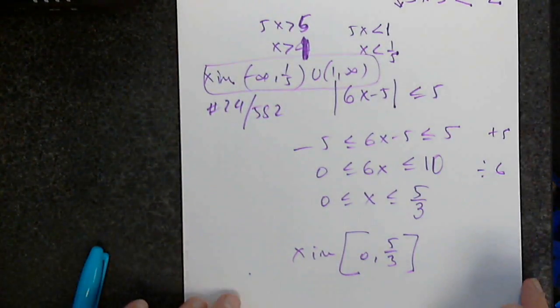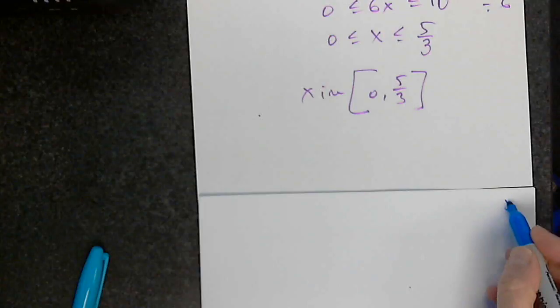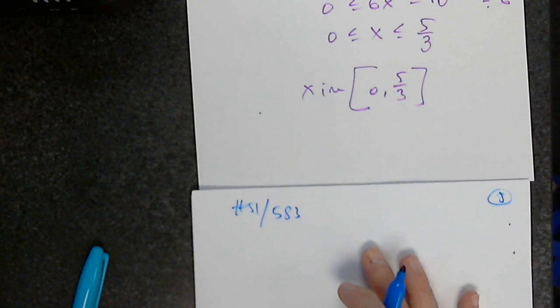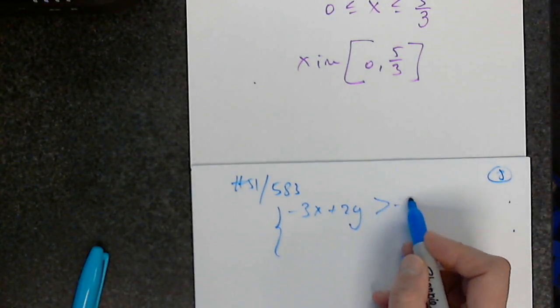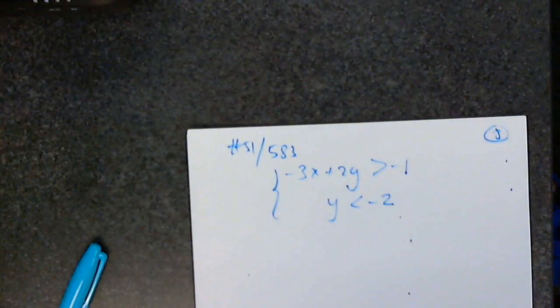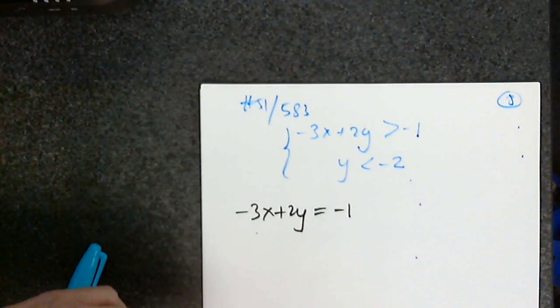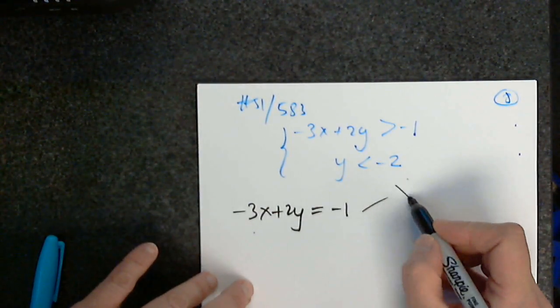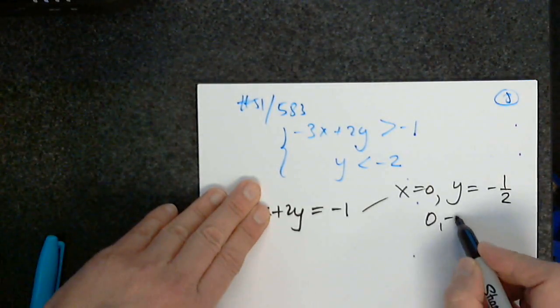So here's one example. Let's look at 51 on page 583. Negative 3x plus 2y greater than negative 1 and y less than negative 2. Here I'm not changing anything, but here I have to write negative 3x plus 2y equals negative 1 because I'm graphing the equation first, not because I'm changing the problem. So when x is 0, y is negative 1 half. So I will have to plot 0, negative 1 half.